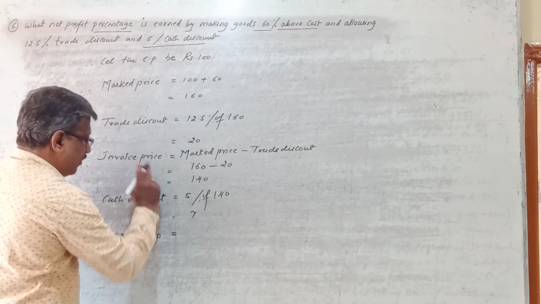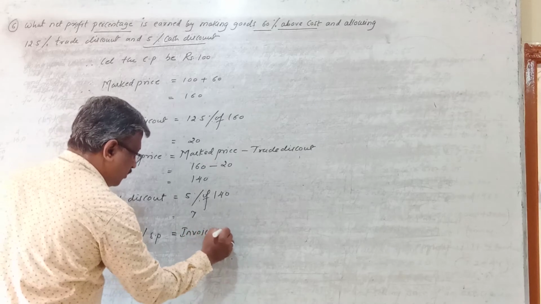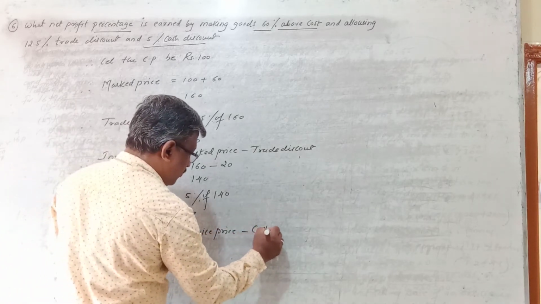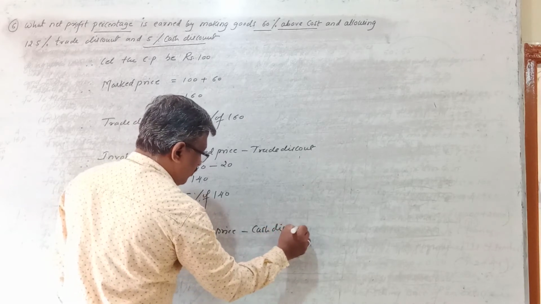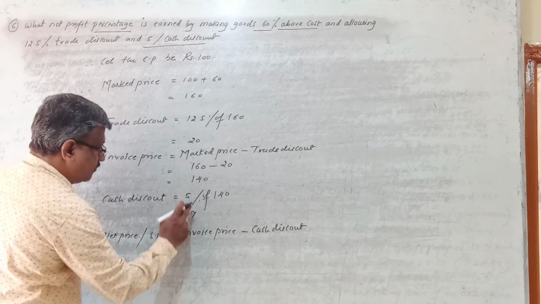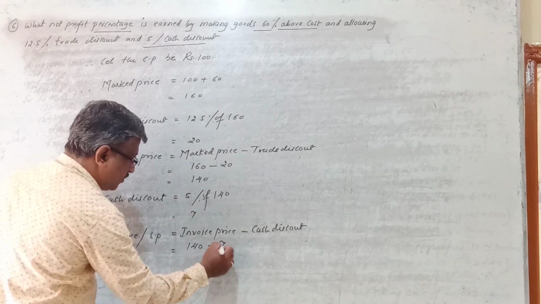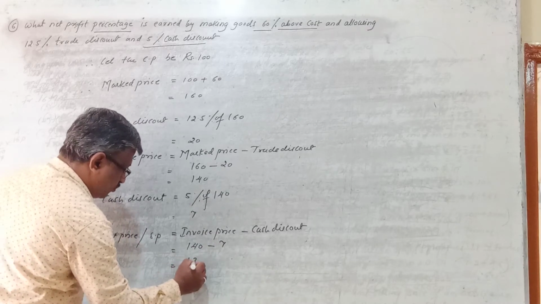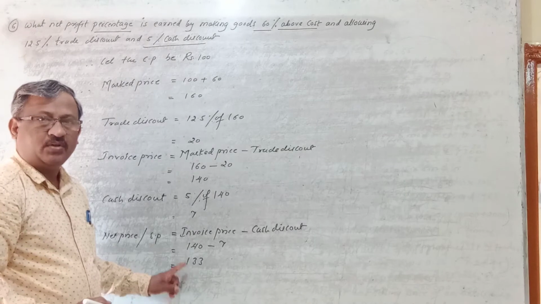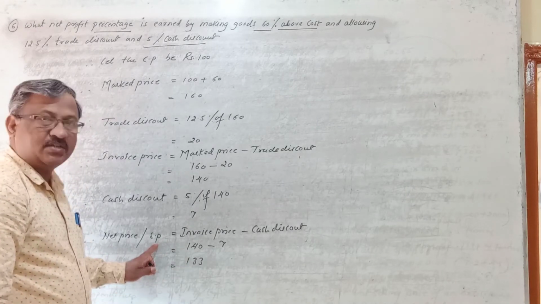What you have to do? From the invoice price, you minus cash discount. So invoice price is 140 minus cash discount is 7. So it comes to 133 rupees, right? So 133 rupees is what? This is the net price or the selling price.